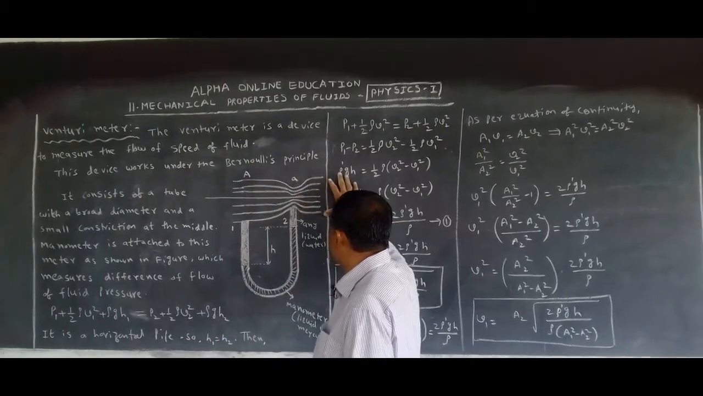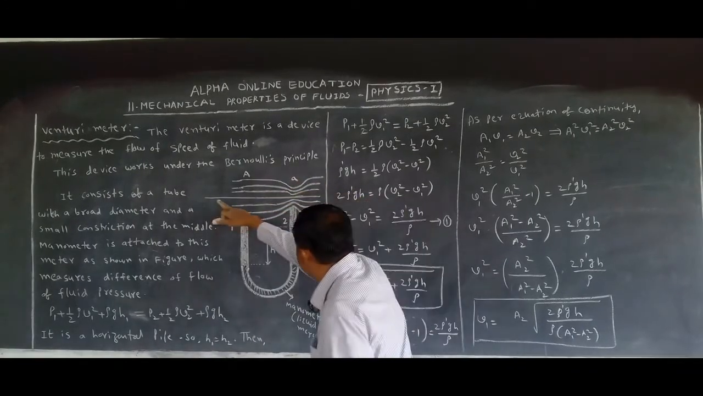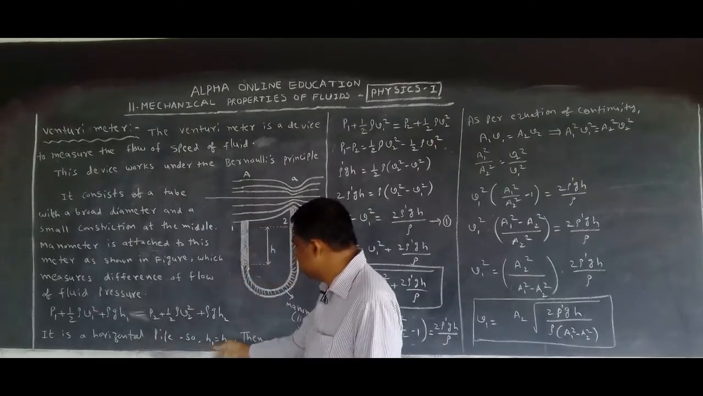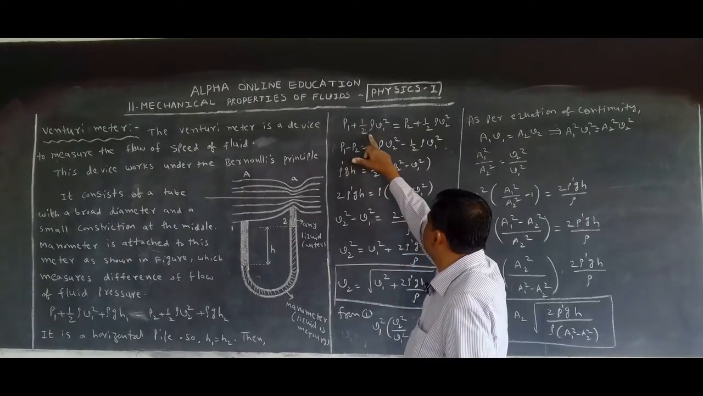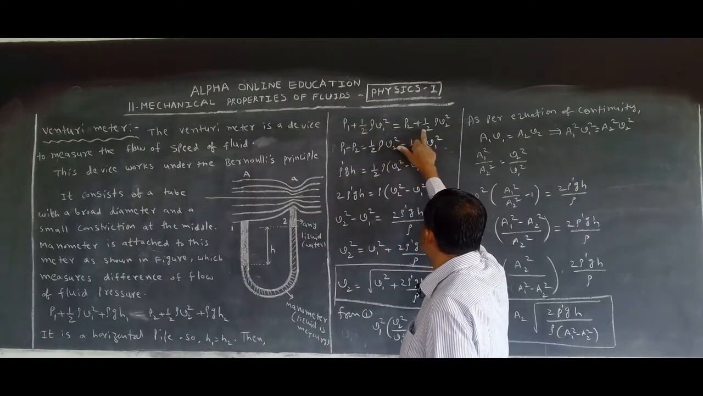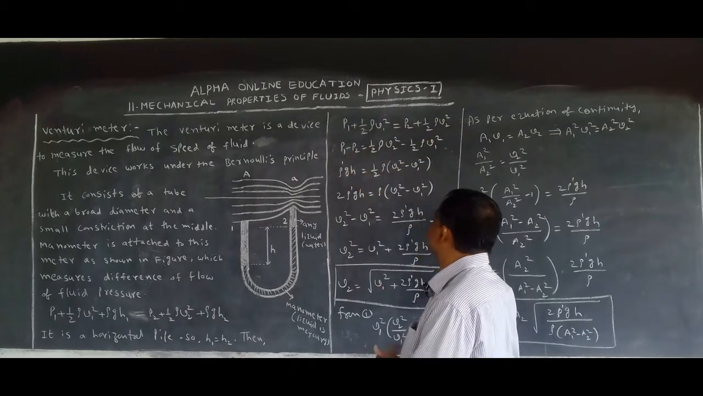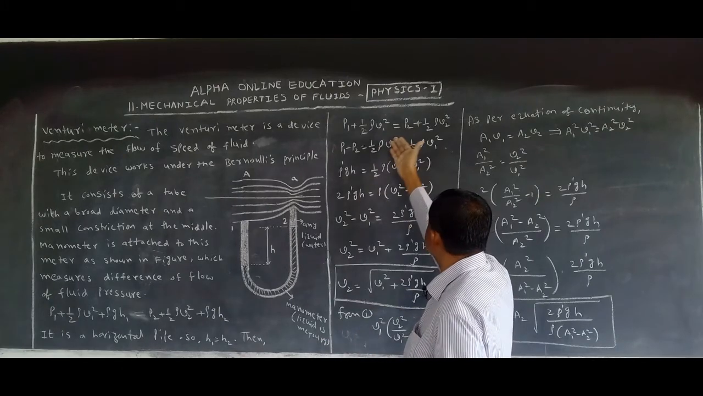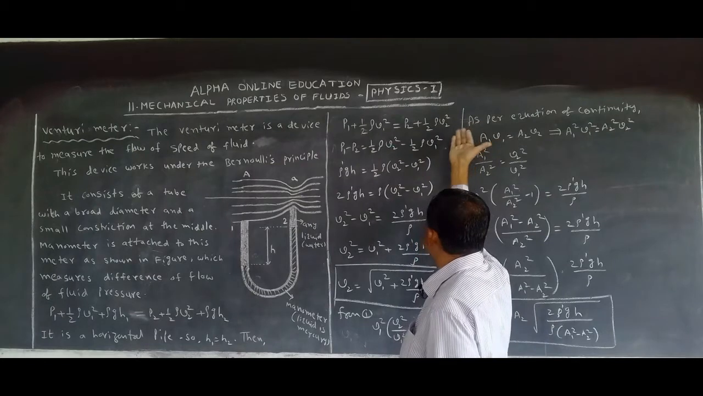The Venturi meter consists of a tube with a broad diameter and a constriction. It is a horizontal pipe, that's why I have taken a horizontal line. So H1 is equal to H2. Then P1 plus half rho V1 square is equal to P2 plus half rho V2 square. Taking to this side, P1 minus P2 is equal to half rho into V2 square minus V1 square, moving P2 to this side and half rho V1 square to this side.